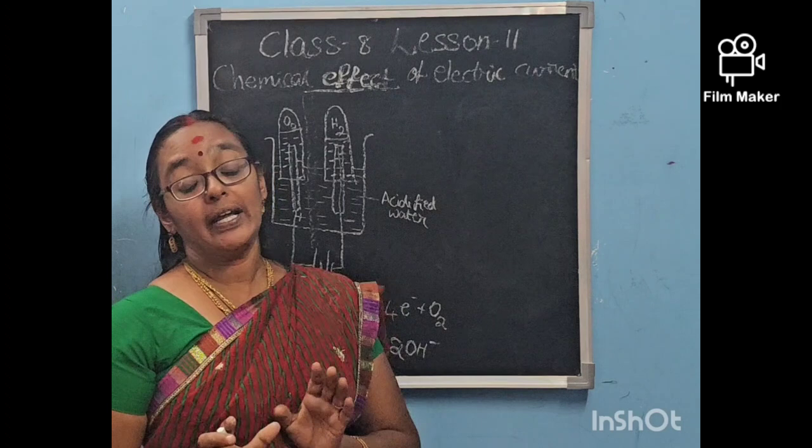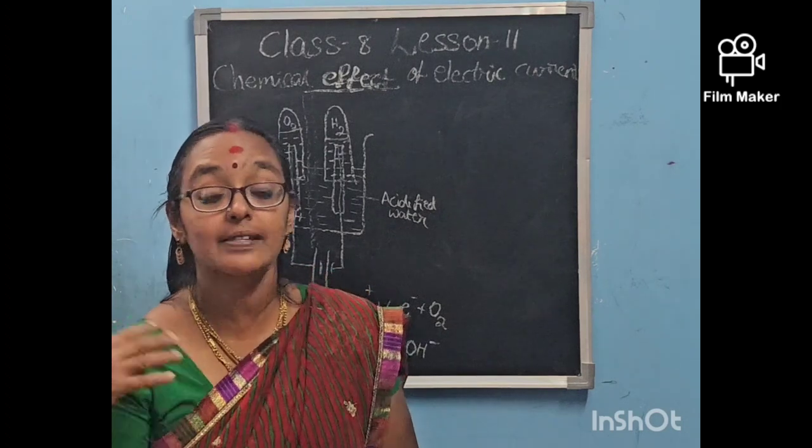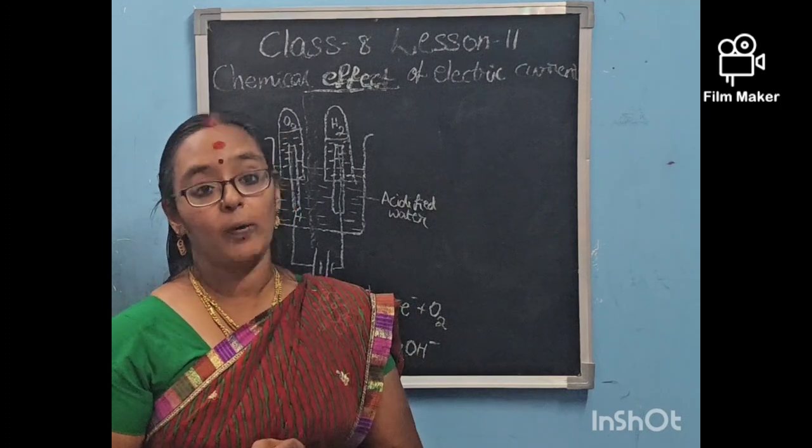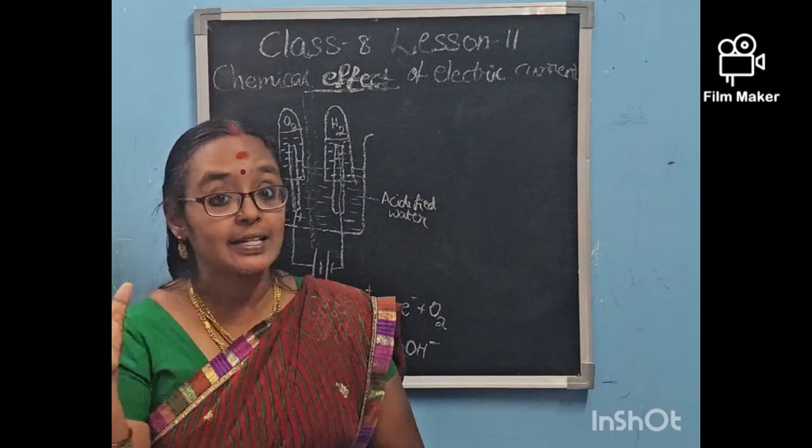Actually, in the anode part, oxidation occurs. That is, electrons will be separated out from the metal to form free electrons. And these free electrons will be moving and collecting in the cathode.